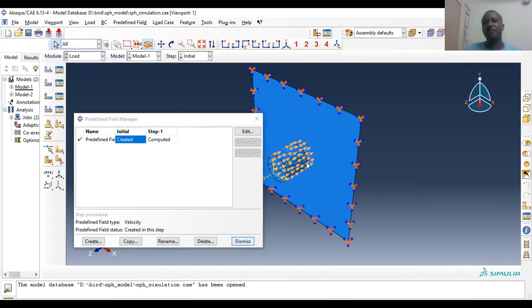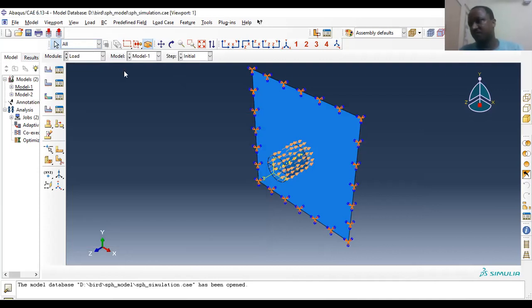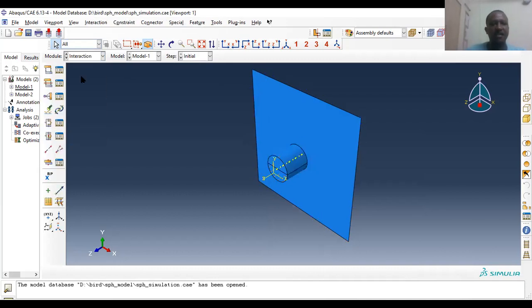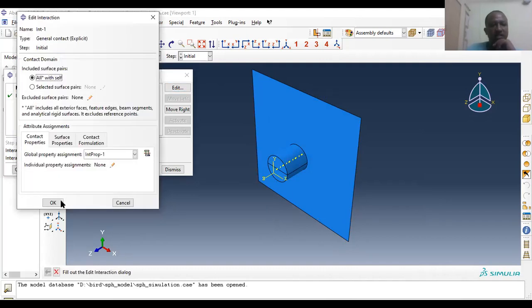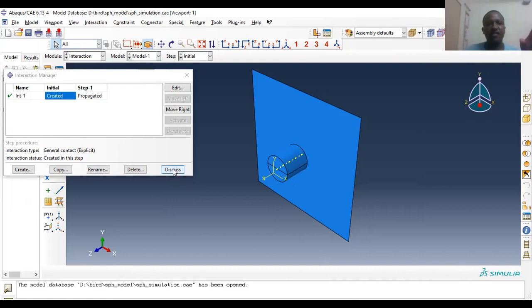And the mass of the bird, most of the time, 1.8 kilograms to 5 kilograms is considered in most simulations. So the mass of the impactor, or the mass of the bird, is considered 1.8 kg. And for the interaction, we used general interaction, general contact.